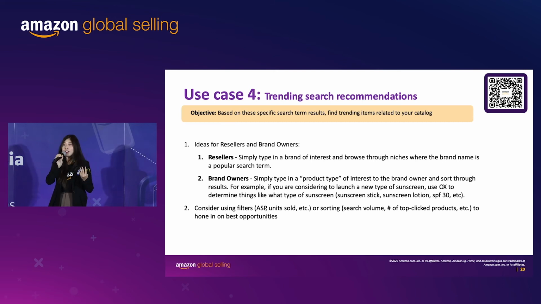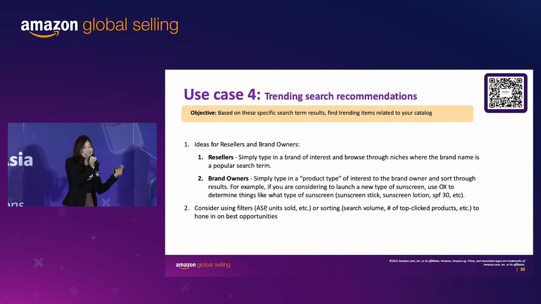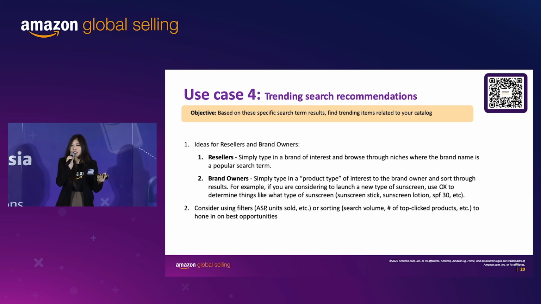So for example, if you are intending to launch a new type of sunscreen, use Opportunity Explorer to determine things like what type of sunscreen you want to bring in. For instance, sunscreen sticks, sunscreen lotion, whether you have to have SPF 30 or 50, and so on. Lastly, you can consider using filters like average selling price, units sold, etc. and use the filters in order to hone in on the best opportunities for your business.